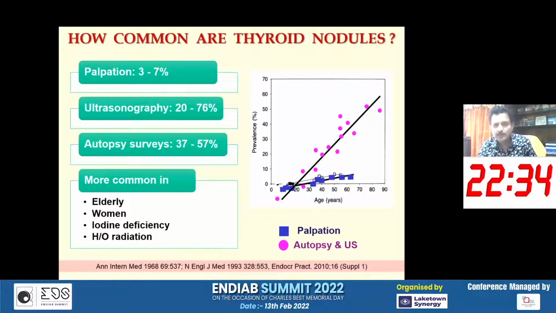However, the thyroid nodule is quite common. It increases with advancement of age. It is more common in women and in iodine deficiency areas, and if the patient has a past history of radiation. So this is a quite common disease which we may encounter in our clinical practice, and we must have some understanding of how we should start evaluating a person who has a thyroid nodule.